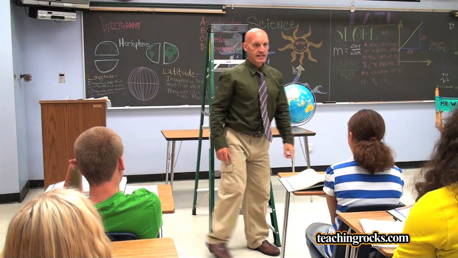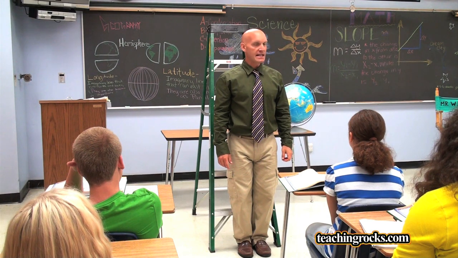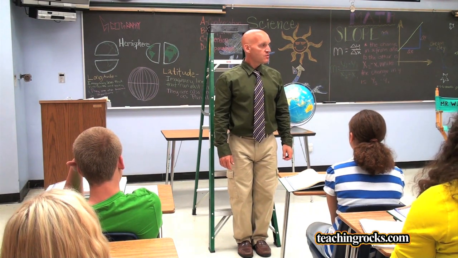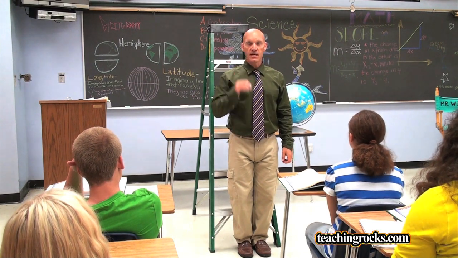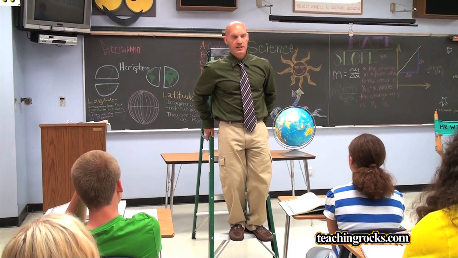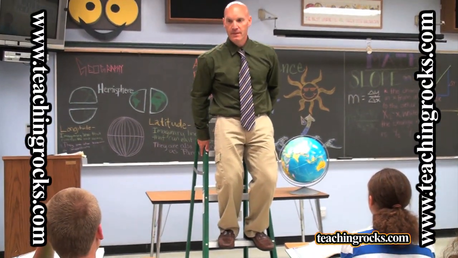If I were on 0 degrees latitude, I would be standing on the what? Equator. The equator. And if these rungs went up in 15 degree increments, this would be 15 degrees north latitude. This would be 30 degrees north latitude.